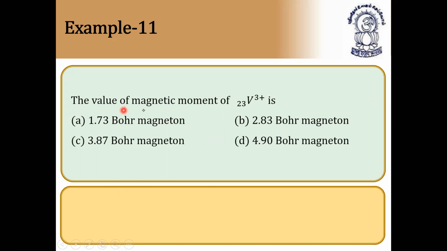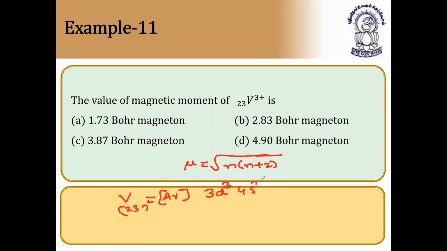Next, the value of the magnetic moment of V+3, whose atomic number is given as 23, is, straight away you can find, since magnetic moment mu is equal to root of n into n plus 2. Vanadium atomic number is 23. So first write the configuration of vanadium: argon, 3d3, 4s2.